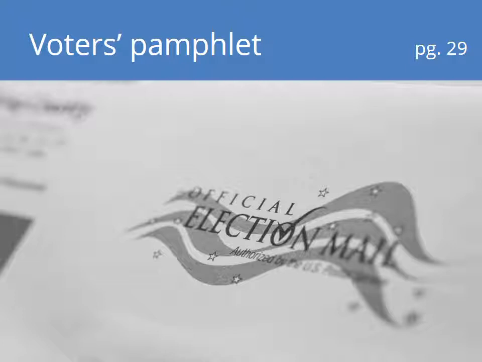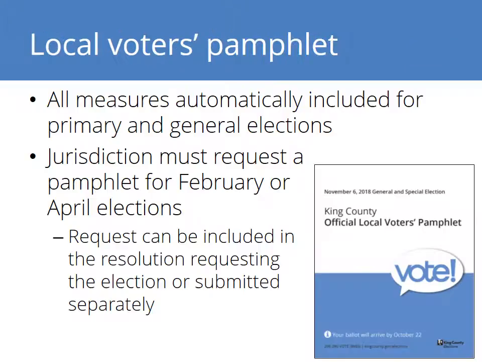Next is voters' pamphlet. For primary and general elections, all jurisdictions placing a measure on the ballot are automatically included in the local voters pamphlet. For the spring special elections, the jurisdiction must specifically request a local voters pamphlet in a resolution or ordinance. The request can be included in the resolution or ordinance requesting the ballot measure or in a separate resolution or ordinance. The deadline to submit is the same as the deadline to request a ballot measure.